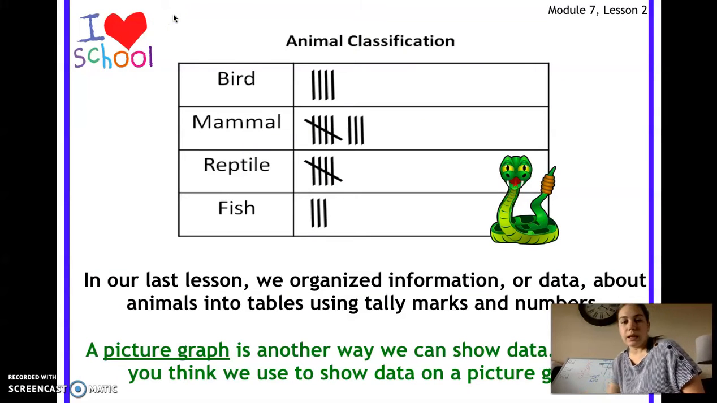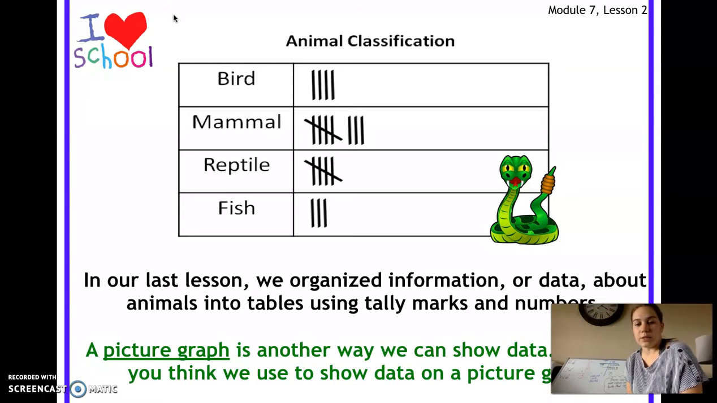So in our last lesson, we organized information, or our data, about animals into tables, and we used tally marks and numbers. Just like in our chart above, it shows our animal classification, so our different types of animals like birds, mammals, reptiles, and fish, and we use tally marks to show how many of each animal there is. So there's 4 birds, 8 mammals, 5 reptiles, and 3 fish.